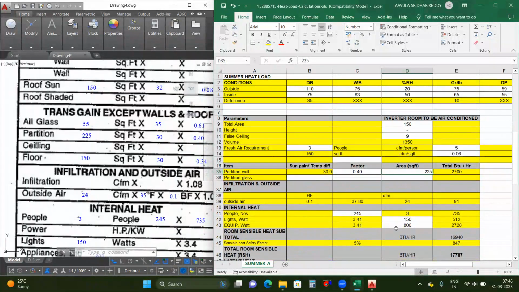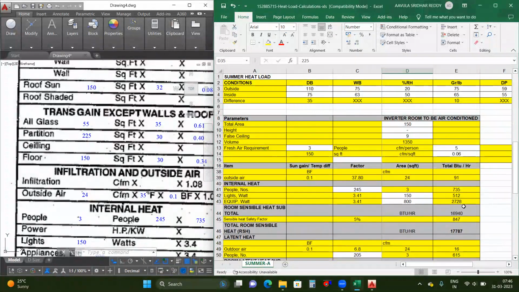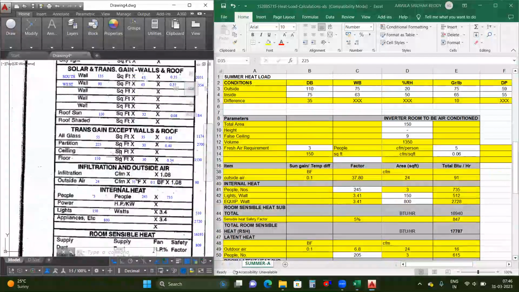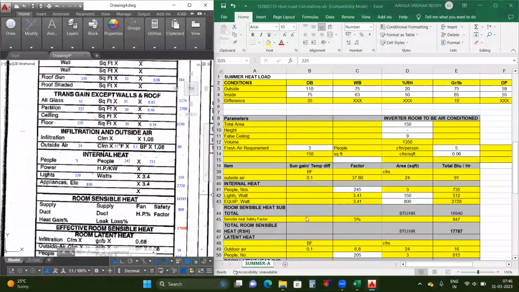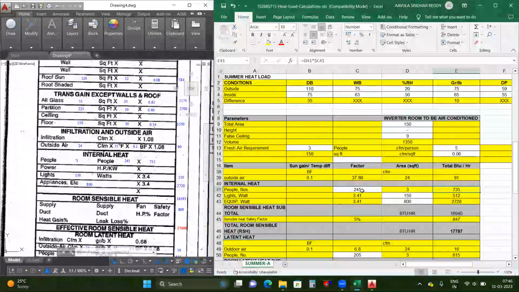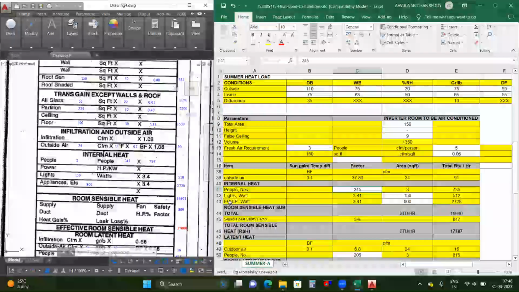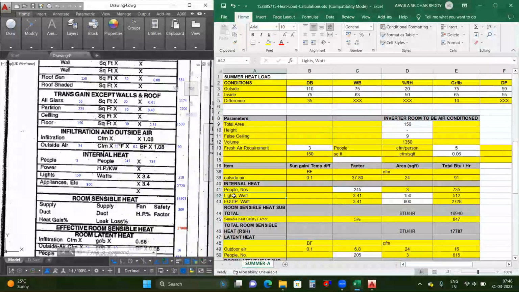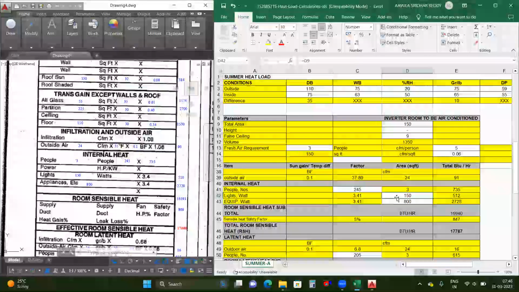Infiltration we have not considered anything. The outside air will be calculated automatically. Only the internal heat we need to enter. First one is people. People BTU we need to enter, that is 245. The number of people and BTU will be calculated, only we need to enter per person BTU. Next is lights wattage, 1 watt per square feet, so the value will be 150.